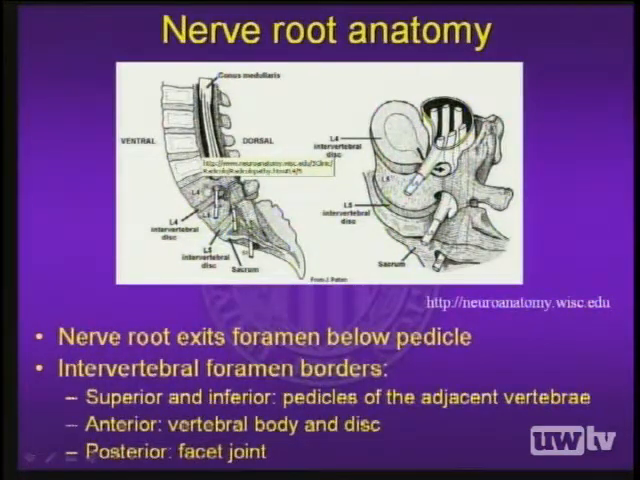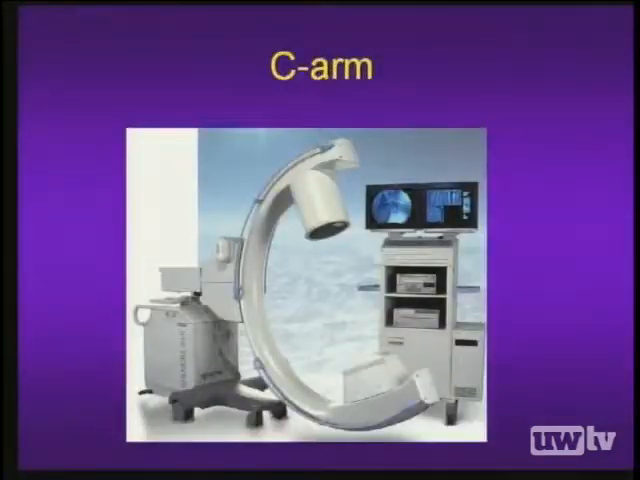Anteriorly, you have the vertebral body and the disc bordering it. Superiorly and inferiorly are the pedicles of the adjacent vertebrae. And posteriorly is the facet joint. And this is just a picture of a C-arm. Some people always ask me, what does the X-ray machine look like? This is it. It's in the shape of a C, so it can go around the table. It can turn and move, so we can get different views.